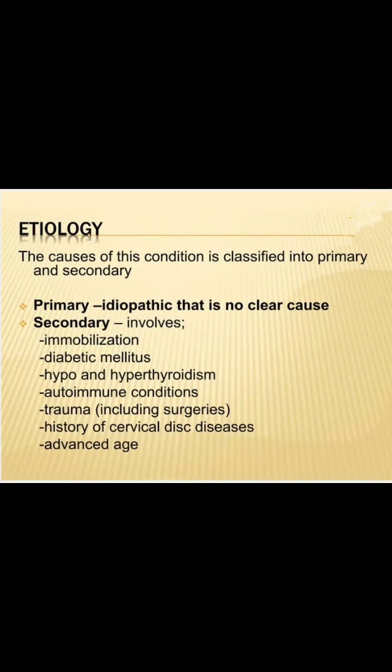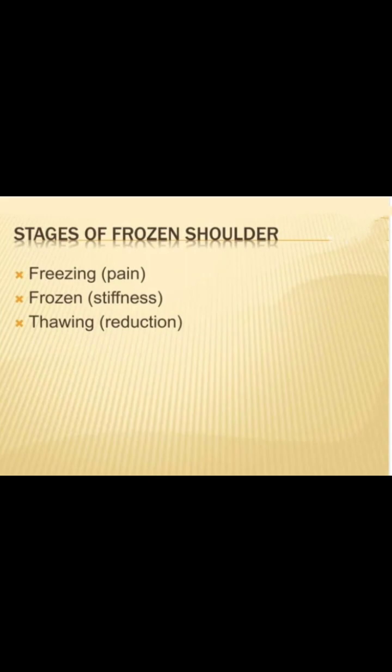Etiology. Causes of frozen shoulder. The causes of the condition are classified into primary and secondary. Primary is idiopathic, that is, no clear cause. Secondary involves immobilization, diabetes mellitus, hyper and hypothyroidism, autoimmune conditions, trauma, history of cervical disc disease, and advanced age. That is, the age factor is included.